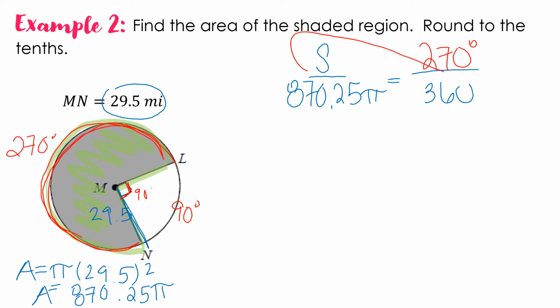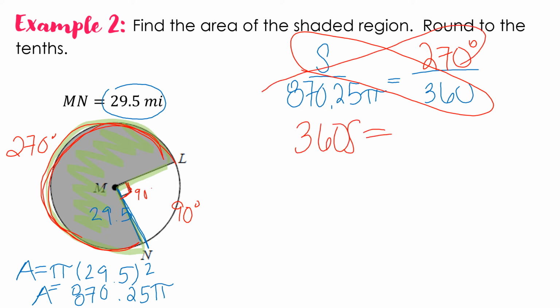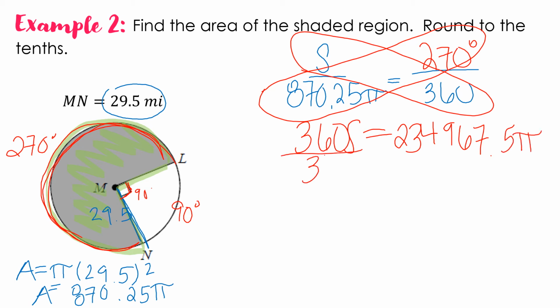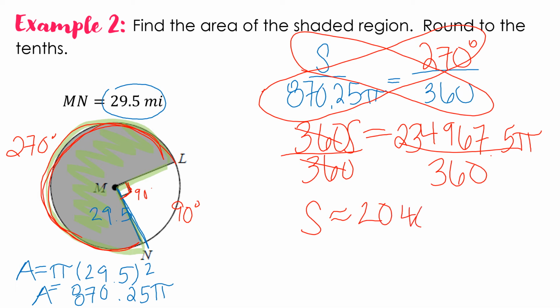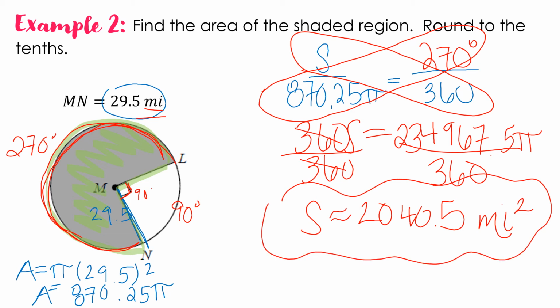So now we are ready to cross multiply. 360 times S, 360S equals, and again, when I use my calculator, I'm just going to do 270 times 870.25, and then I'll throw the pi on there. It is 234,967.5 pi. Then we divide by 360, and then we type that whole fraction into our calculator. And that should be approximately 2,040.5. Our unit they gave us was miles, but because this is area of a sector, we are going to square it. 2,040.5 miles squared.